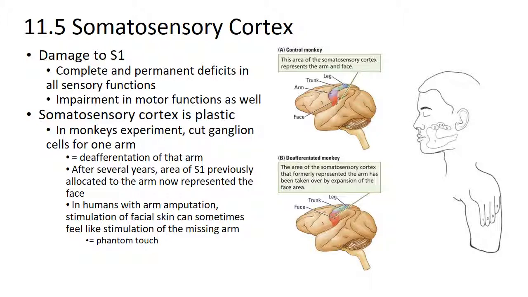Interestingly, we can't ask monkeys about this, but in humans who have had arm amputation, the stimulation of facial skin can sometimes feel like a stimulation of the missing arm, indicating that something similar might be happening as in the monkey brain. This is called phantom touch, when stimulation of one part of the body creates an illusory stimulation of another part of the body.